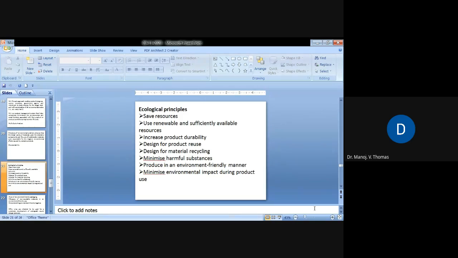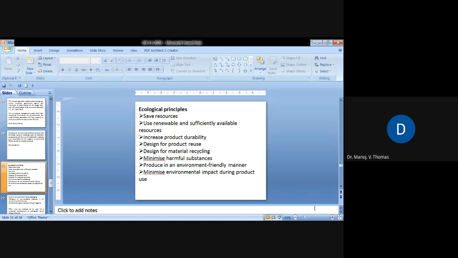And we should increase the product durability. If we increase the product durability, then recycling or e-waste will be less, isn't it? Otherwise, if we purchase a product and it goes faulty within 2 months, 3 months, then that is a waste. Then it is an environmental hazard, an environmental problem. So in that case, what should be the focus of a designer? He should increase the product durability and design for product reuse. It should be reusable, it should be recycled. Design for material recycling, minimize harmful substances, as I told, lead, mercury, or any other harmful toxic material. We should minimize the use as far as possible in our product.